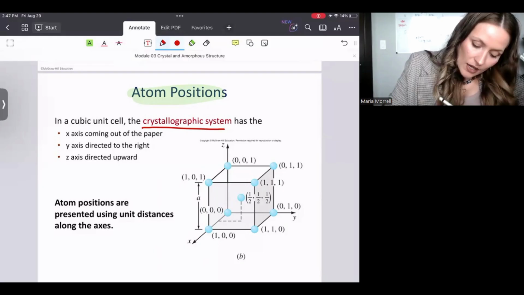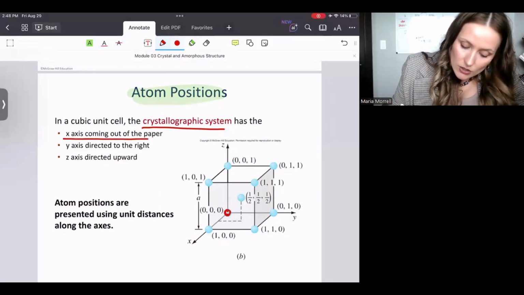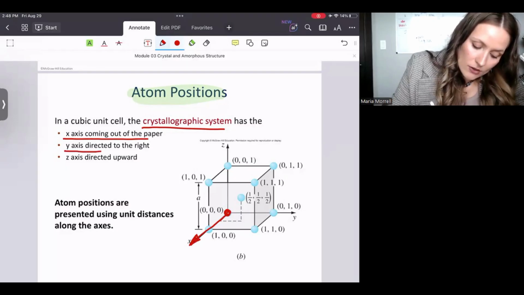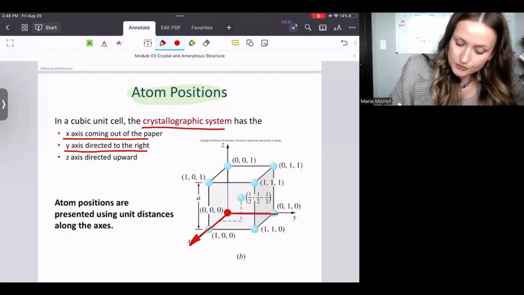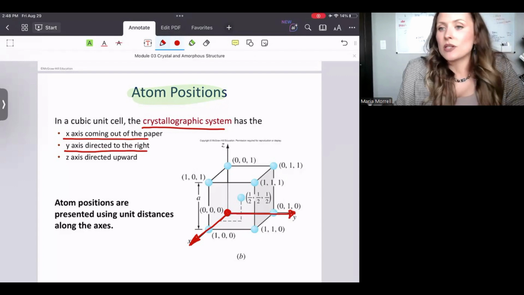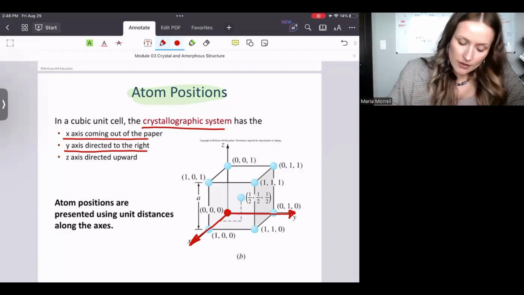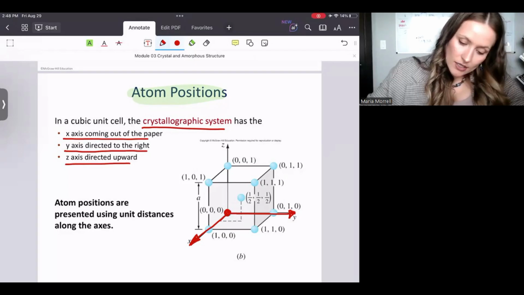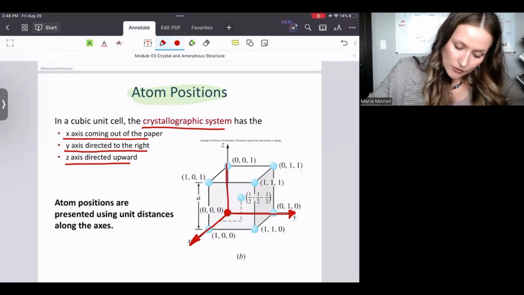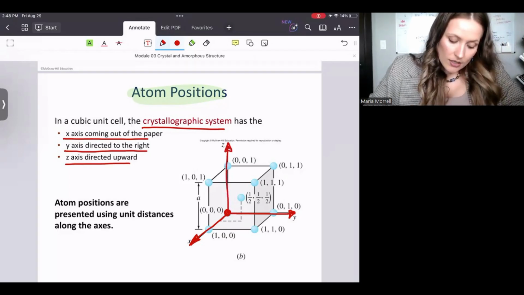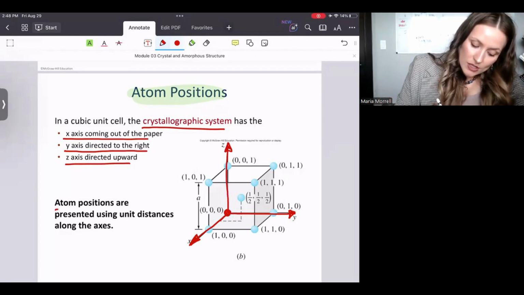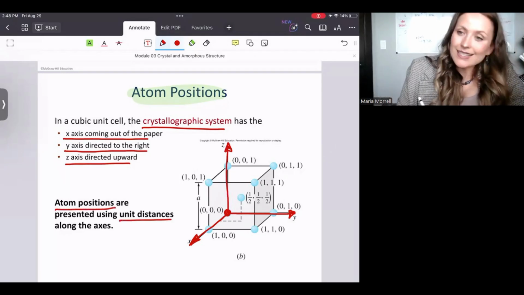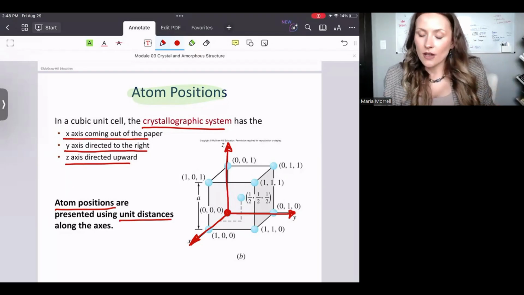And that rule says that the X always comes out of the paper, right? So if this is going to be my origin, 0, 0, 0, this is going to be my X. Now, Y is always directed to the right, right? So that means that the negative direction is going to be the other side. And the Z is always directed upward, okay? And so the atom positions are basically just the unit distances along the axis, right?